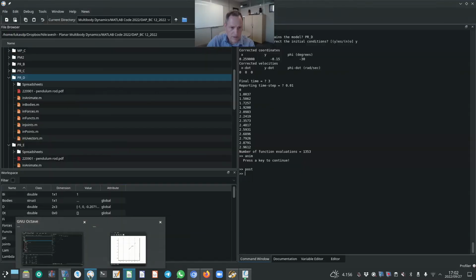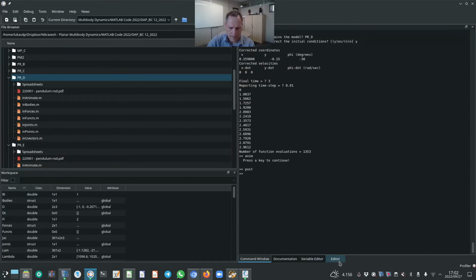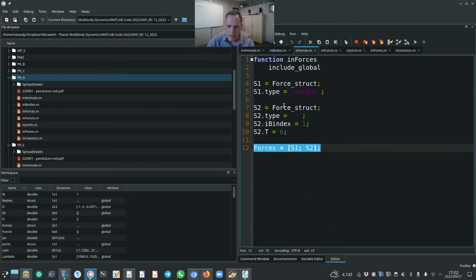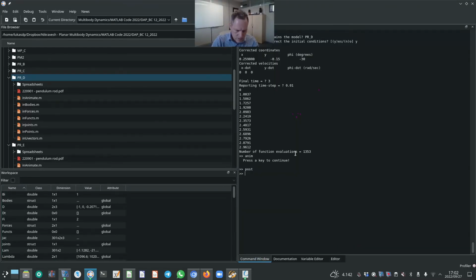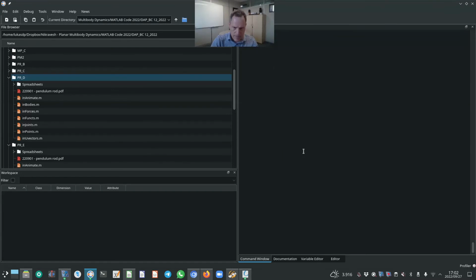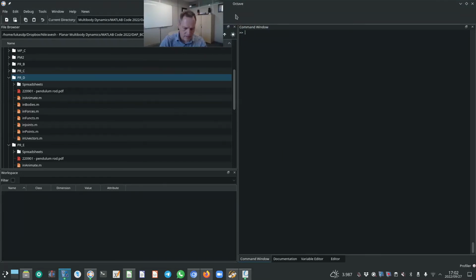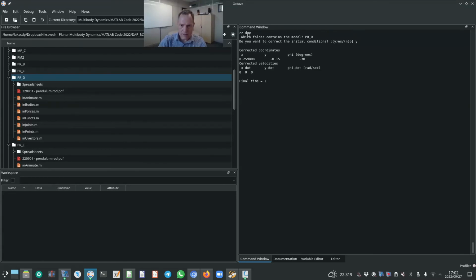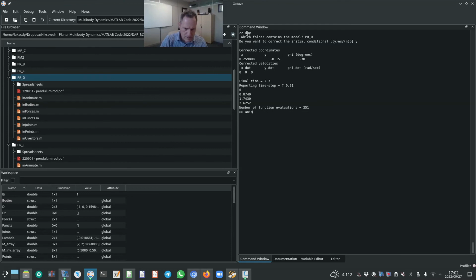Let me show you quickly what happens if we change the torque to 5 Newton meters. Let me just save that quickly. Go to the command window, I clear, yes, I want to correct the initial conditions. Once again, 3 seconds, 0.01. Okay, and now we look at the animation.